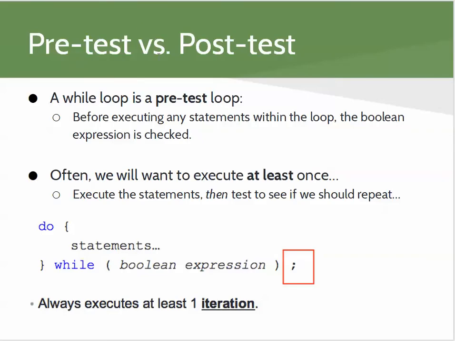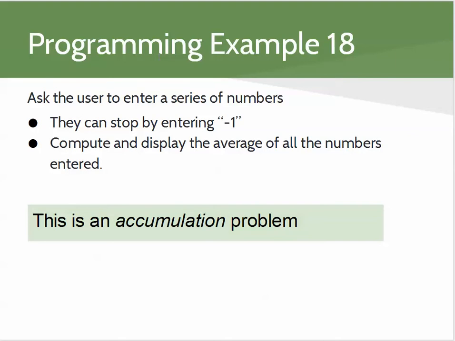All right, so let's get a little bit more practice with this. We're going to be looking at programming example 18. And for this, we're going to ask the user to enter a series of numbers, very similar to what we just did. We're going to stop by entering -1. And you'll notice that the -1 keeps appearing. We're going to eventually define exactly what that type of number is. But the additional thing here is that we're going to add in the logic to compute and display the average of all the numbers entered by the user.